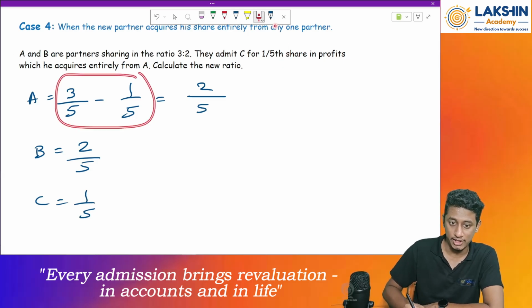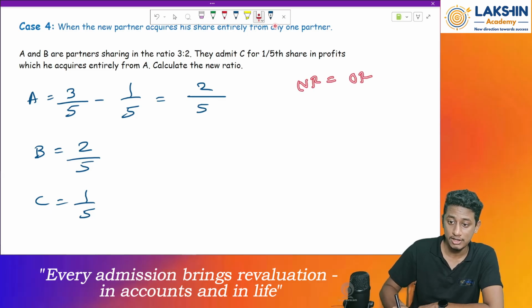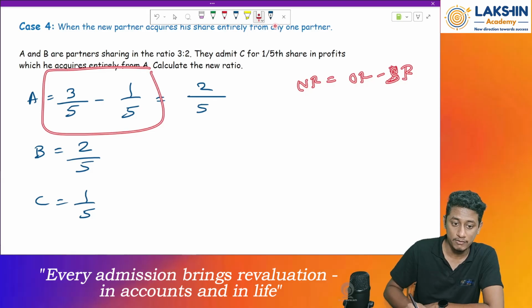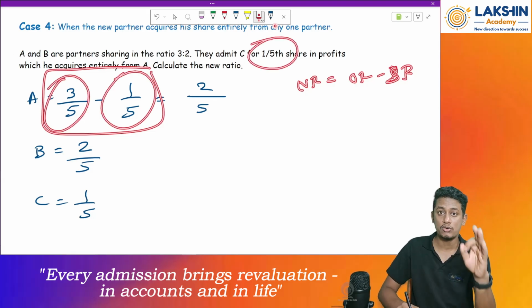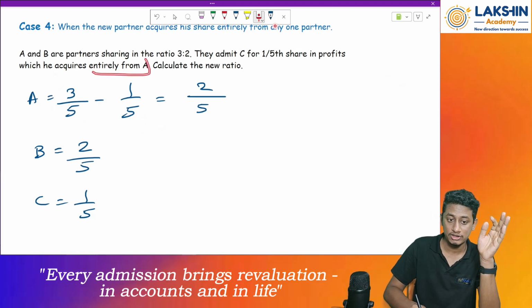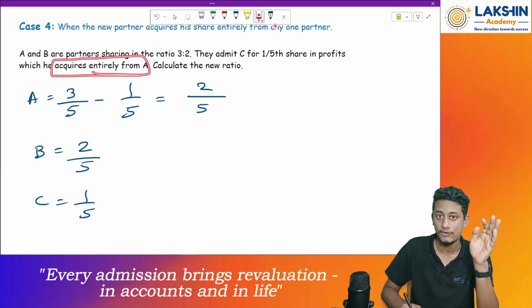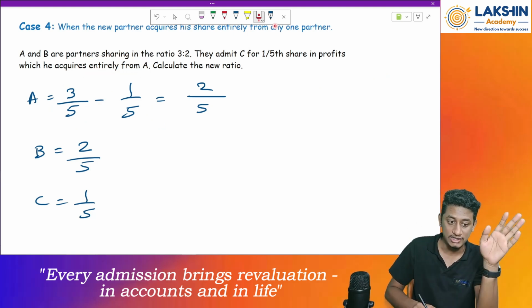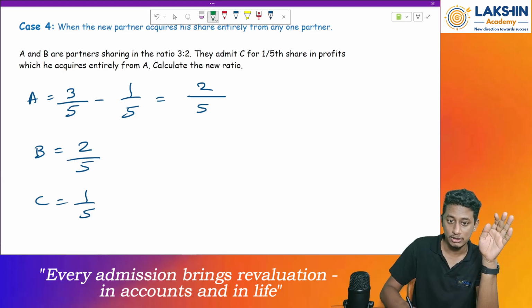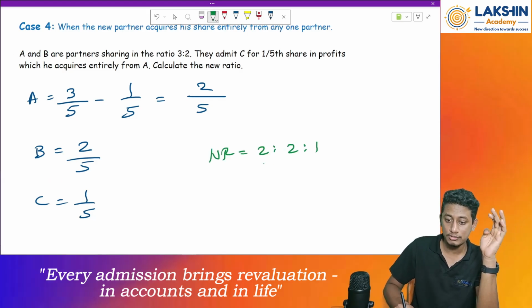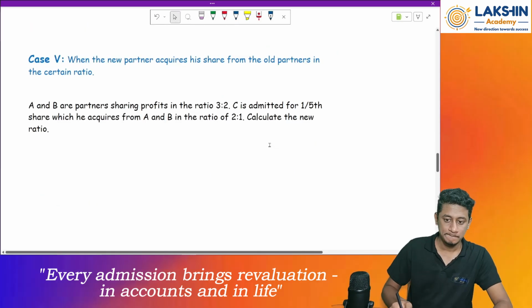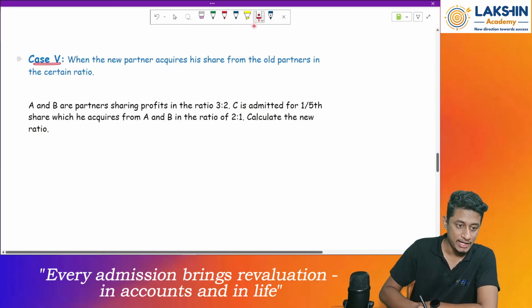This is how I computed, what formula? New ratio is equal to old ratio minus sacrifice ratio. Remember, the same formula I have used over here also. This is the old ratio, this is the sacrifice ratio, because this was the whole share taken out from A. Because the question clearly says acquires entirely from A. B is sacrificing nothing, so his ratio would not change. So now tell me, what is the new ratio? 2:1. Clear? Yes. Okay.